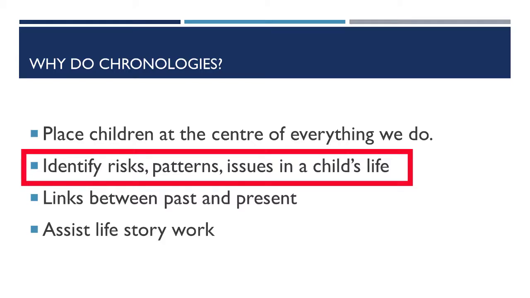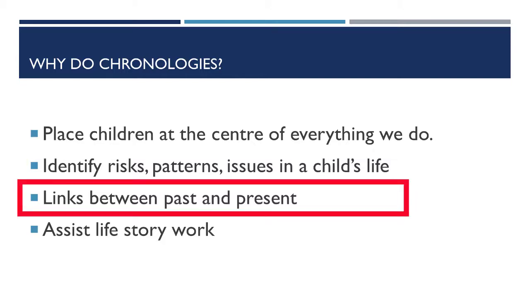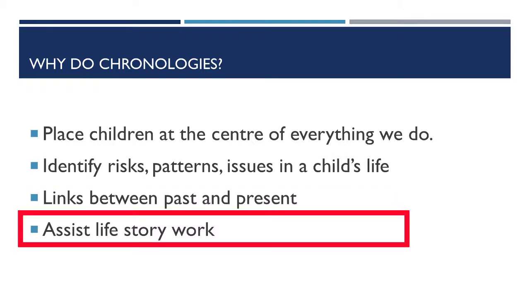For example, neglect by definition occurs over extended periods of time. The compilation of a timeline of events, which may individually not give cause for concern, may lead to an earlier identification of possible abuse or neglect. It helps you to make links between the past and the present, helping to understand the importance of historic information upon what is happening in a child's life now. Finally, a good chronology can assist with life story work, and at a later stage, help children, young people, and families make sense of their past.